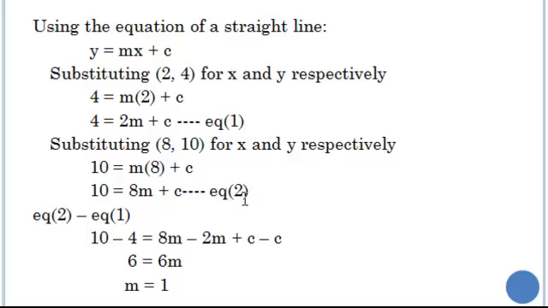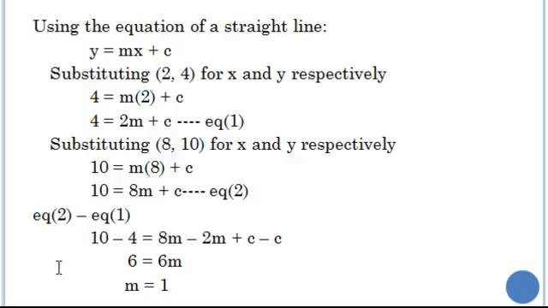Now, having done that, the next step is to eliminate one of the unknown variables. So we have 2 unknown variables, m and c, in each equation. Now, by subtracting equation 1 from equation 2, we're going to eliminate one of the variables, and that variable is c.